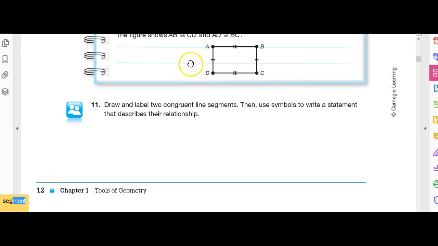Okay, all right, so it says draw and label two congruent line segments. Use symbols to write a statement that describes their relationships. All right, so we're going to do that. Because it says draw, I can use a ruler and make a straight line, and then I would use my ruler. Because this is drawing, we're allowed to measure and make sure they're the same, right?